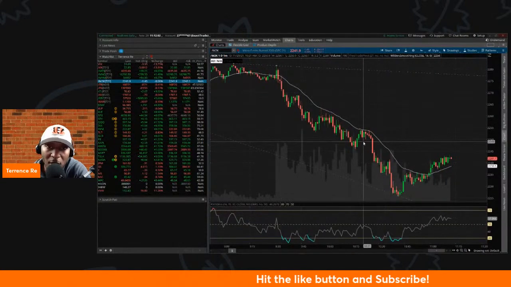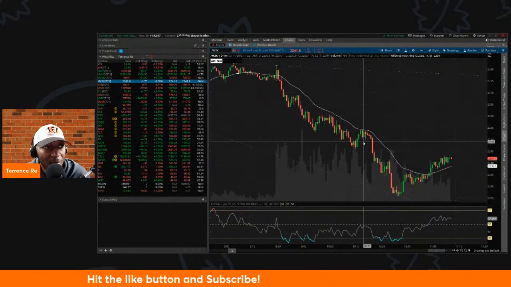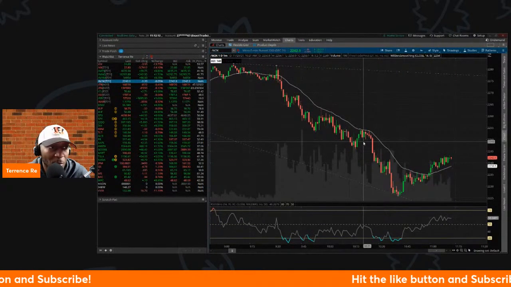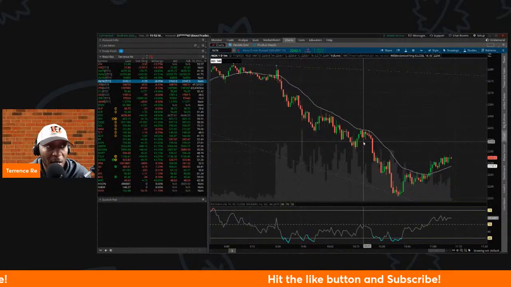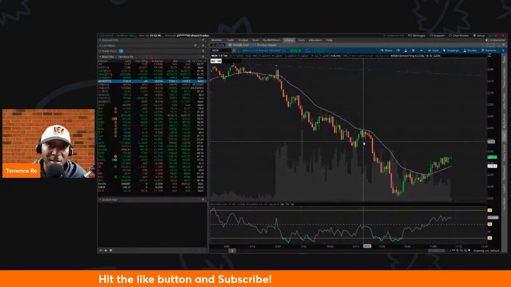And what generally happens is the Russell is the more volatile out of the other indices, and it will lead the market. It'll either lead the market back down or lead the market up. So I'll continue to watch that throughout the day.